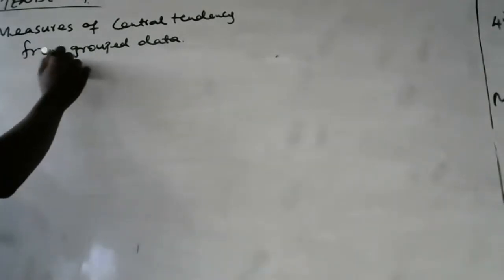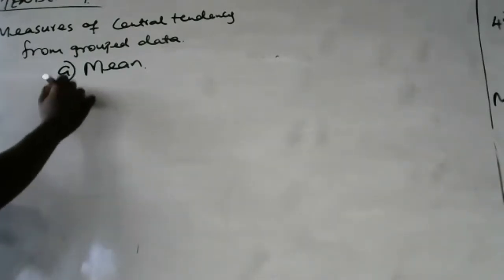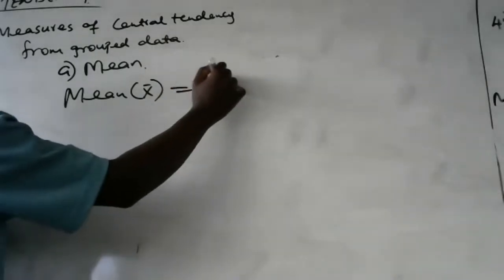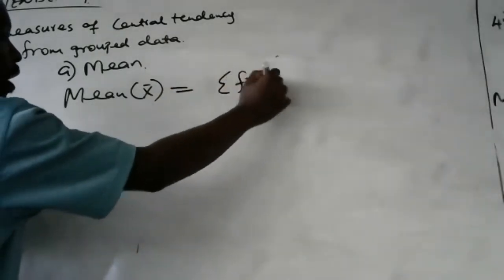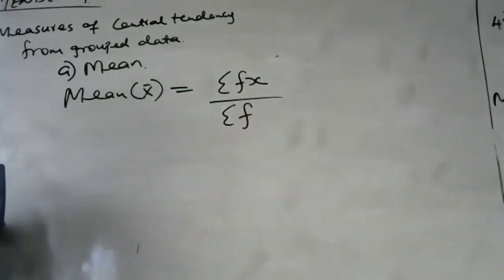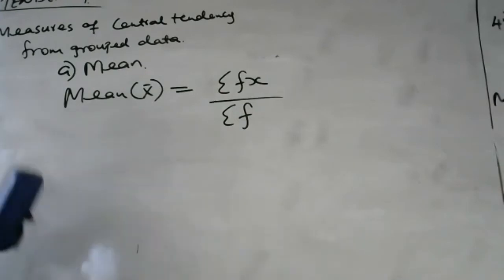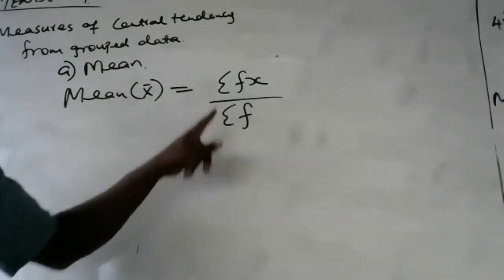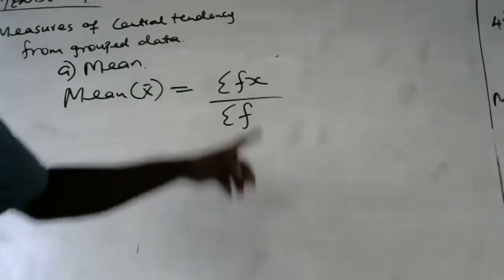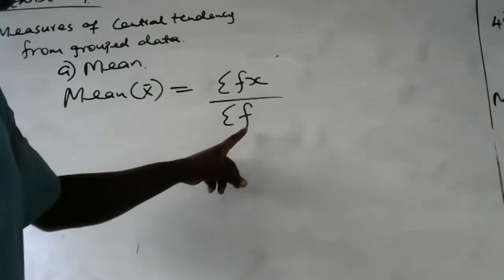So we start with the first one, which is the mean. Mean from grouped data. For grouped data, the mean is normally represented as x with a dash on top of it. It is normally calculated by the formula, the sum of fx over the sum of f. That is how we get the mean. Remember I told you, whenever you see this sign, just know we are having the summation or the sum. So we just add all the fx's and f.